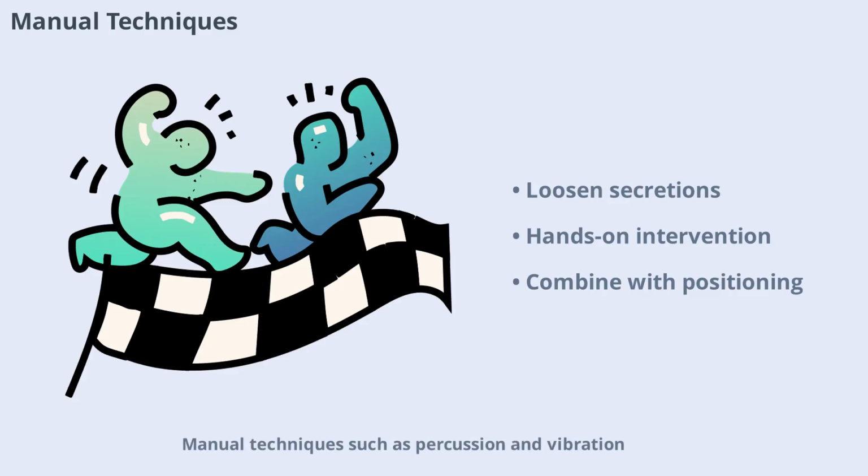Manual techniques, such as percussion and vibration, are often used in conjunction with body positioning to facilitate airway clearance. These hands-on interventions help loosen secretions, making them easier to remove. The therapist selects the appropriate technique based on the patient's needs and tolerance.